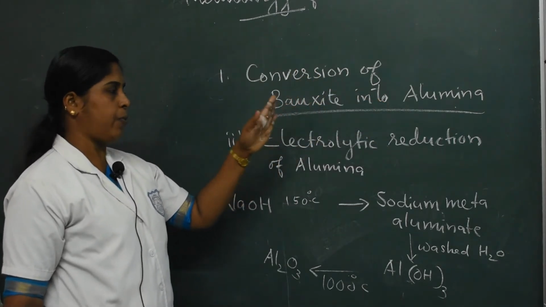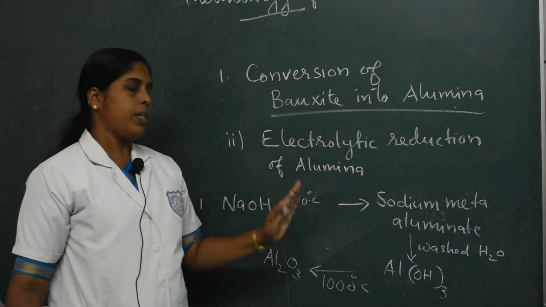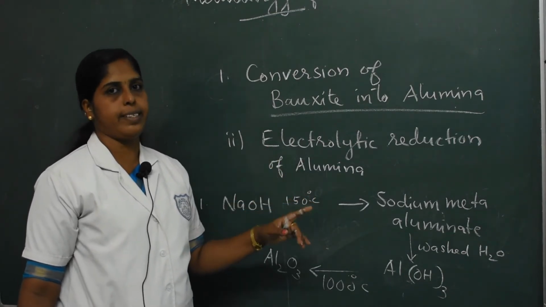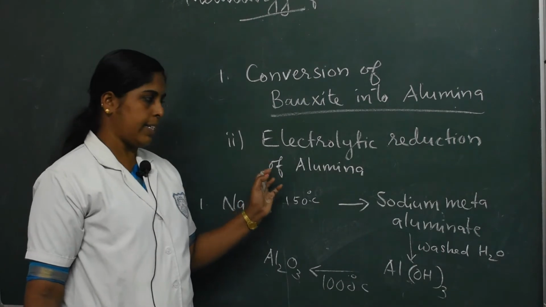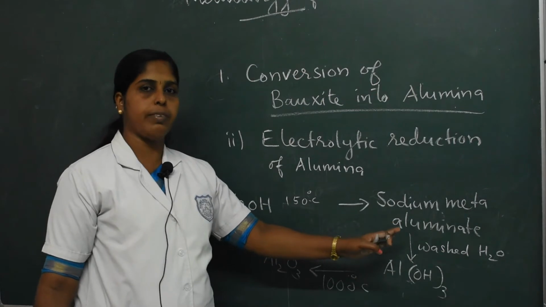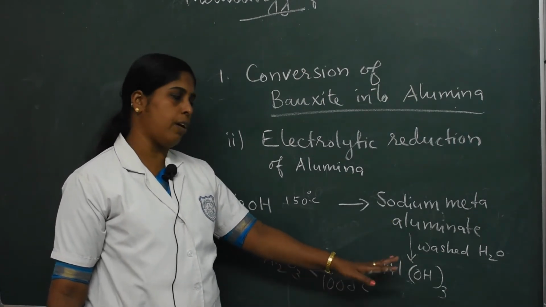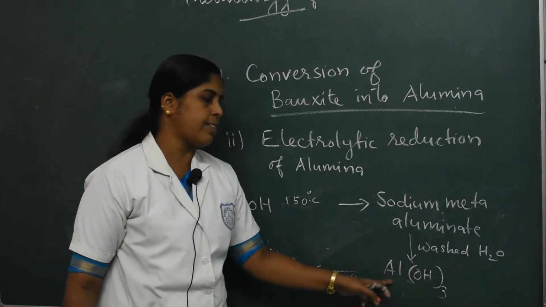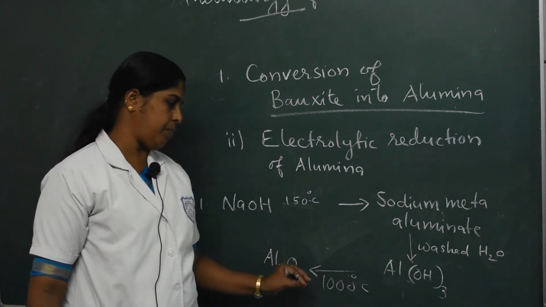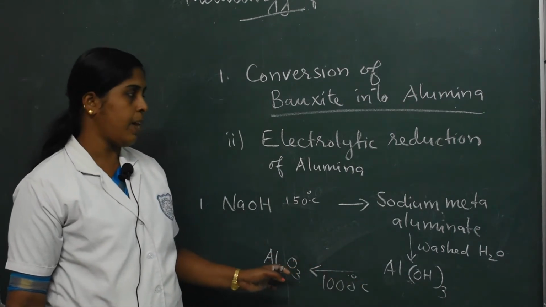To get alumina, the bauxite ore is finely powdered and heated with sodium hydroxide, that is caustic soda, at a temperature of 150 degrees Celsius under pressure. At that time we get sodium meta-aluminate. This sodium meta-aluminate is washed with water. At that time aluminium hydroxide is formed as a precipitate on the surface. This precipitate is collected, washed and dried. That dried precipitate, aluminium hydroxide, on heating at 1000 degrees Celsius gives alumina.